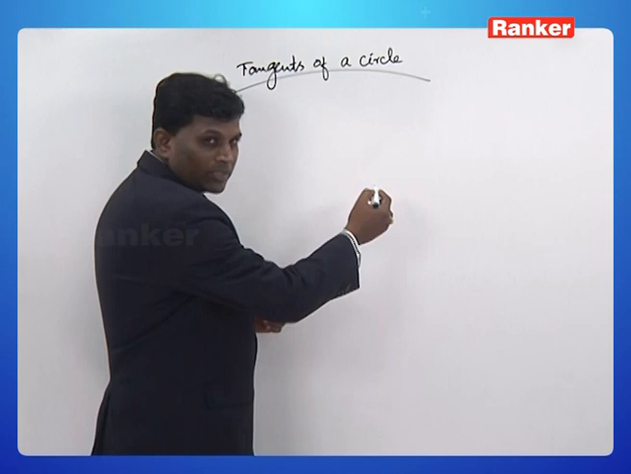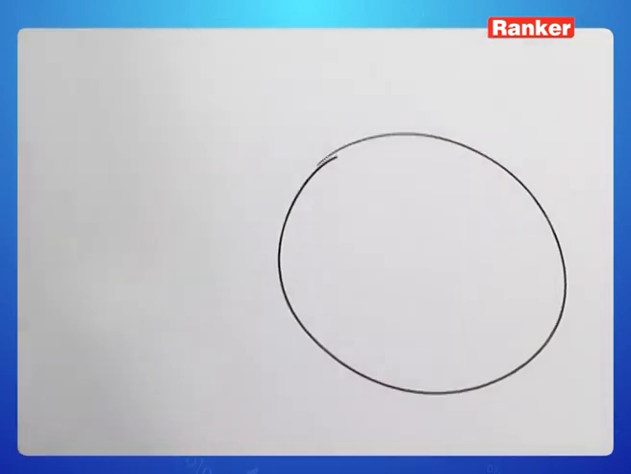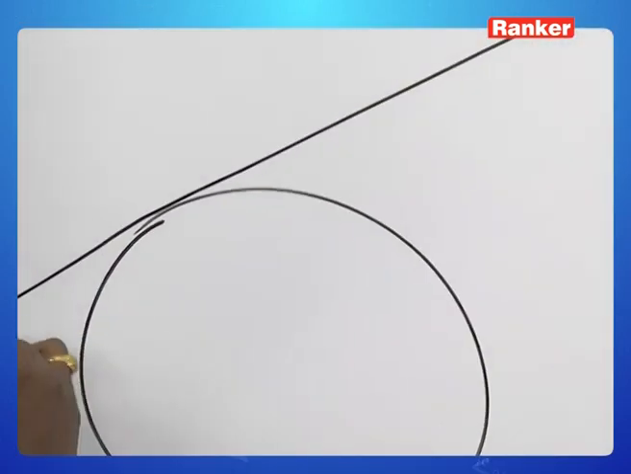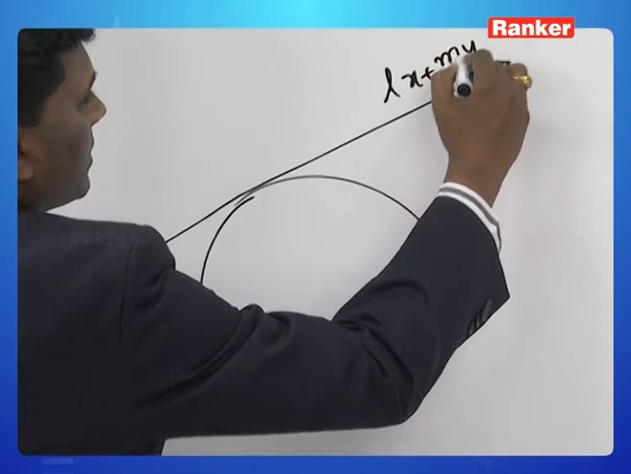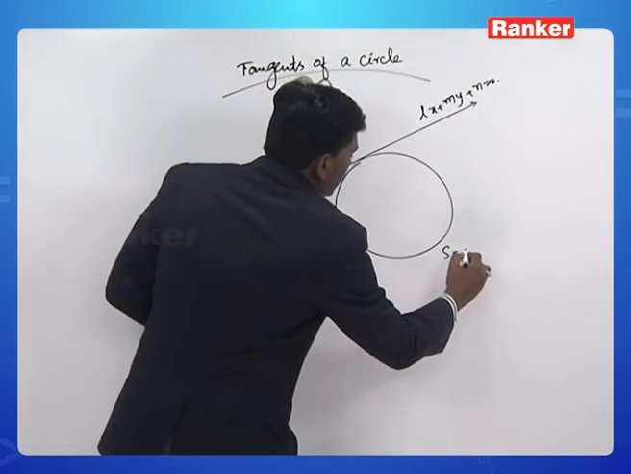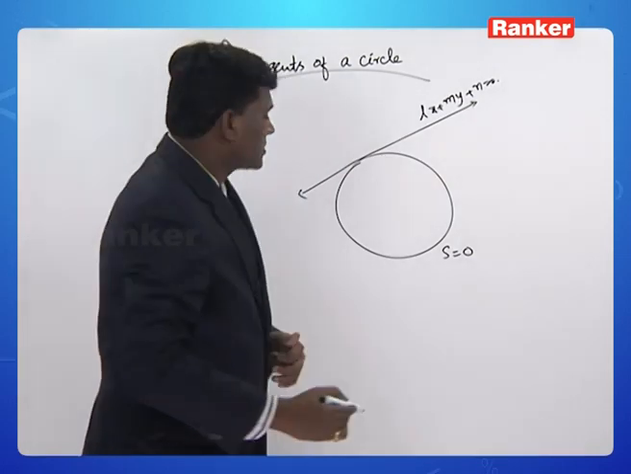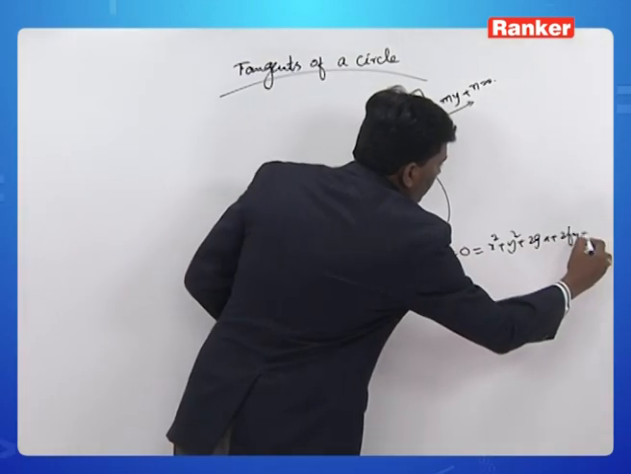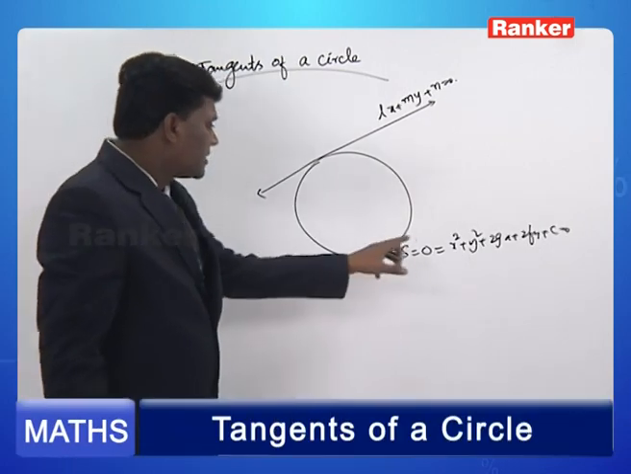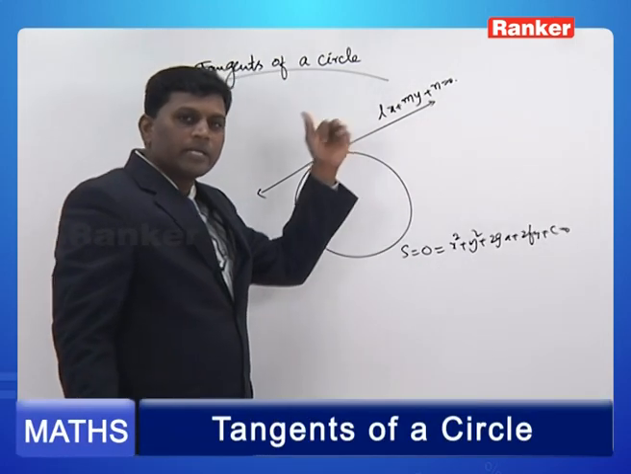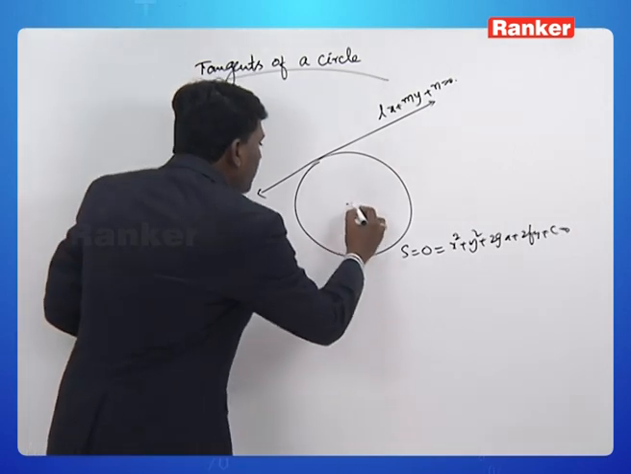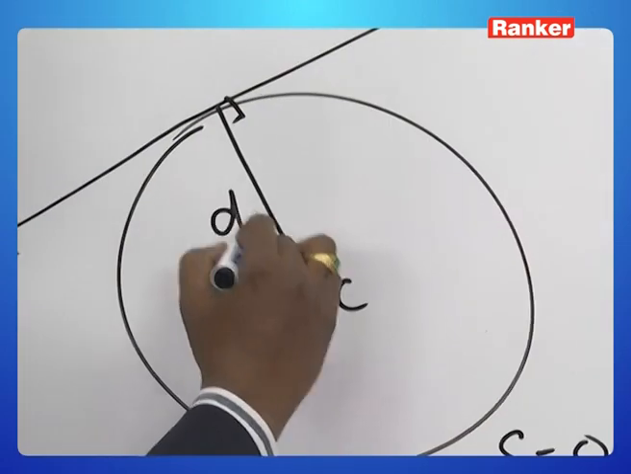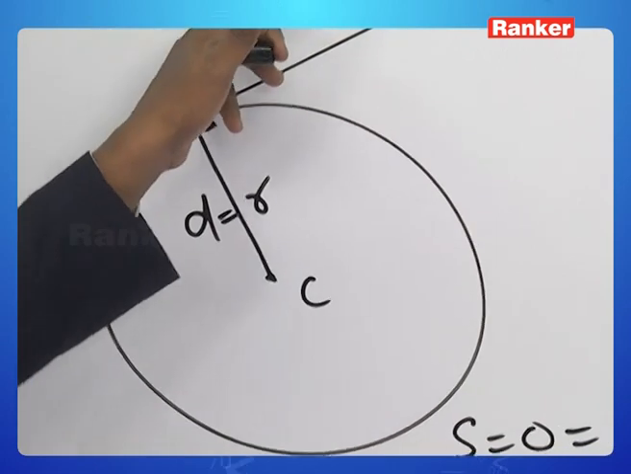Already we have discussed in the last class, when a circle is touching a straight line, suppose this straight line is Lx plus My plus n equals to 0, and the circle is taken in its standard form S equals to 0, that is x square plus y square plus 2gx plus 2fy plus c equals to 0. Now if this circle is touching this straight line, as per the conditions we have discussed earlier, the perpendicular distance from center to the given straight line should be always equal to the radius of the circle, then only it becomes a tangent.